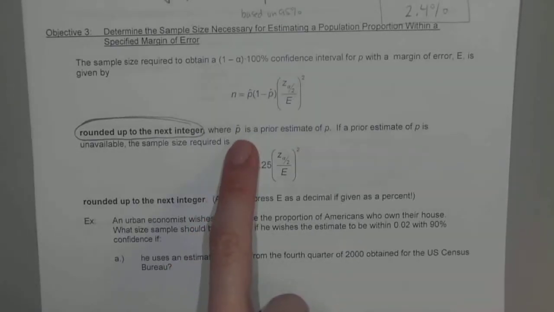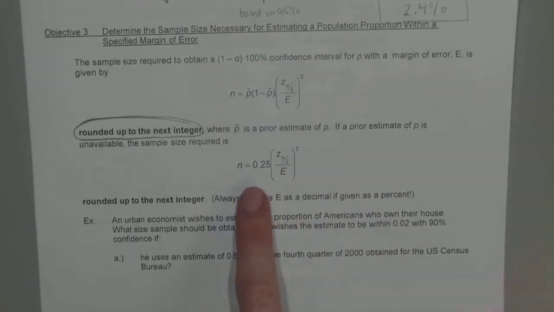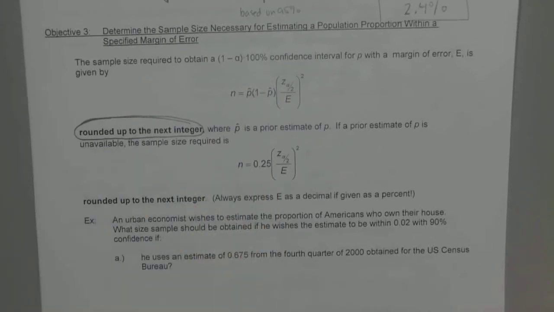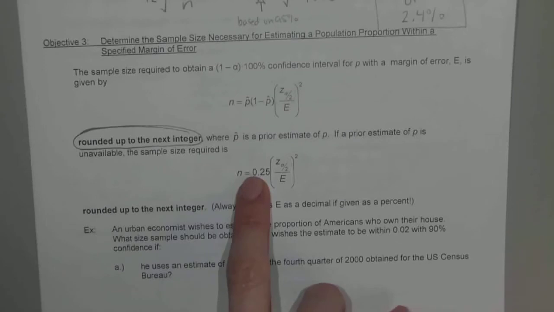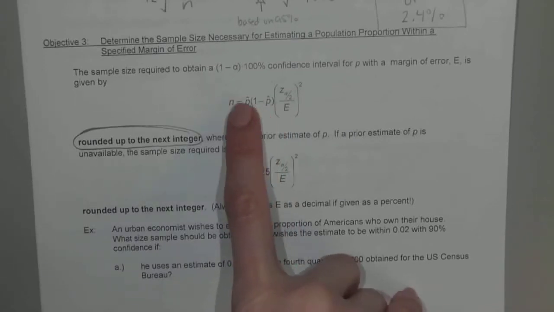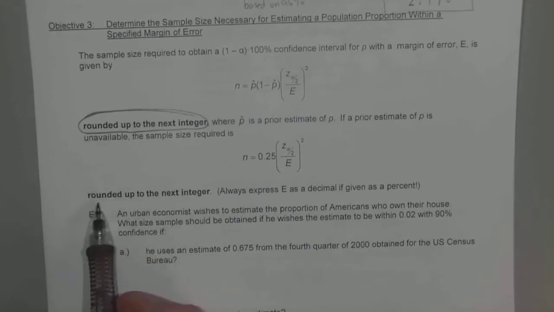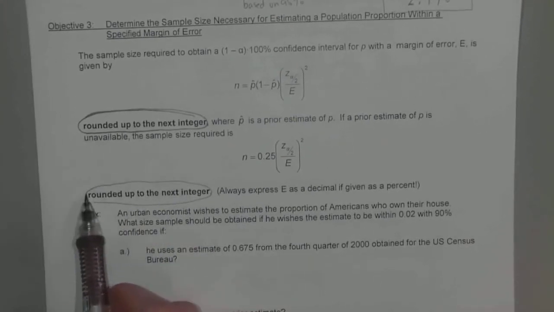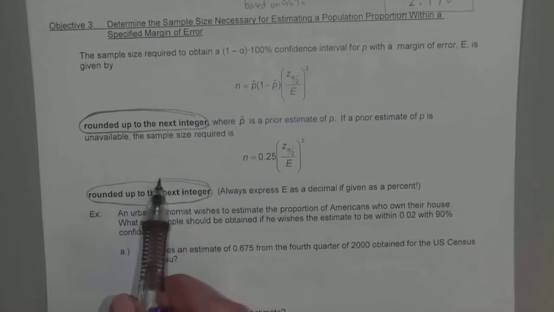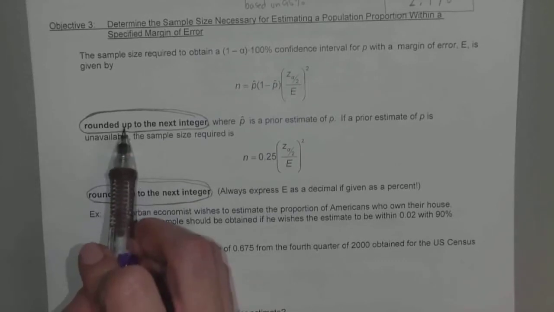P hat is a prior estimate. If you don't have a prior estimate, you use this formula, 0.25. Why? Because if you don't have a prior estimate, what's the best thing? The middle. And what's 0.5 times 0.5? 0.25, okay? So it's just taking this formula and using 0.5 as your P hat. This is also rounded up to the next integer. So anytime you find sample size, it's kind of a weird rounding rule. You're always going to round up.